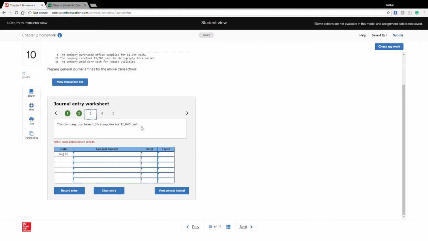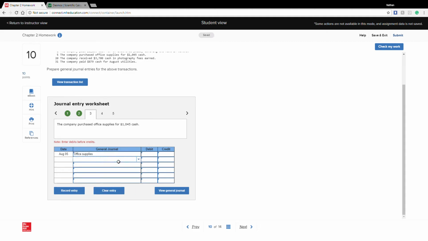So question number 3. The company purchased office supplies for $1,045 in cash. Okay, again, we're seeing cash is flowing out. It's paying for something. We lost ownership in cash, but we gain ownership of office supplies, because office supplies, again, is a physical item. We can really gain ownership of it.